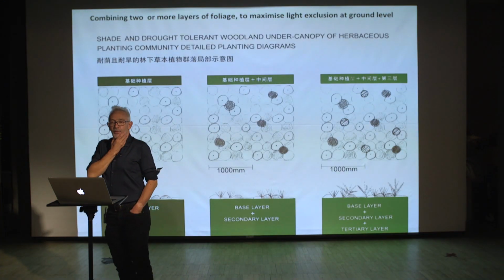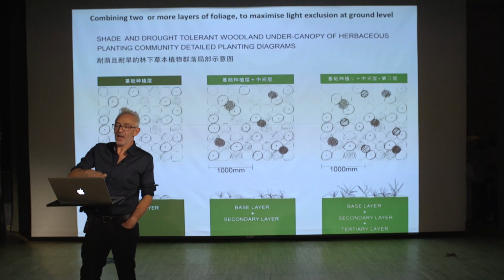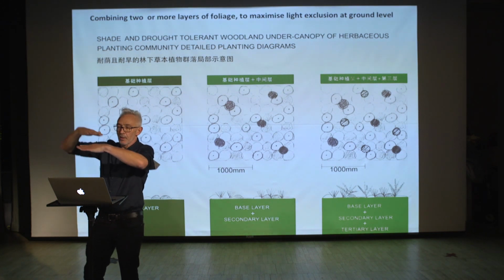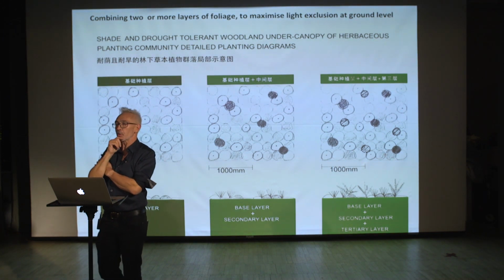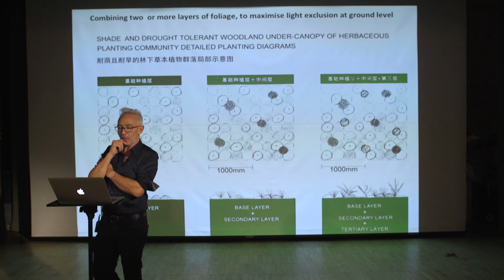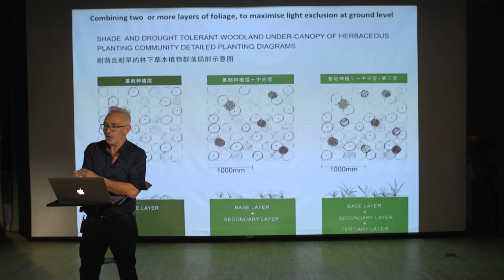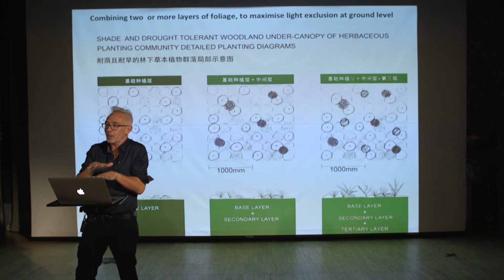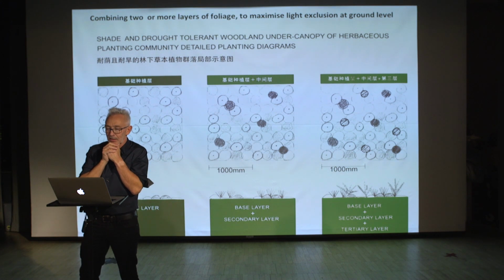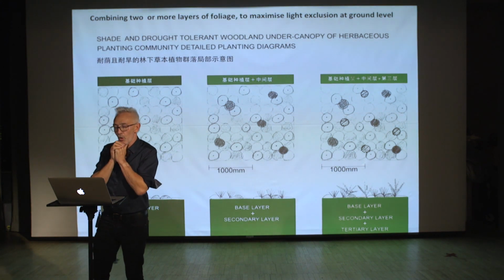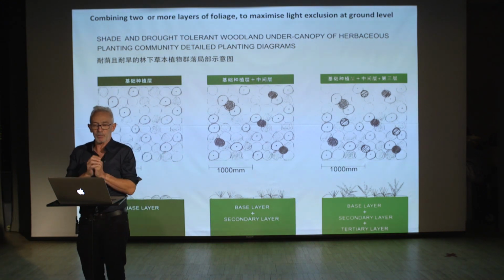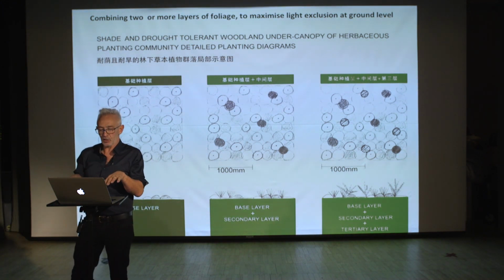And then this idea of combining two or more layers of foliage on top of one another to maximize light exclusion at ground level. I'm speaking to you as ecologists now. You know, this is how they talk. This is what it's about. It's about light exclusion. So this is just some work we were doing for this project in China, the expo, and this is just to explain to the Chinese how these concepts work.